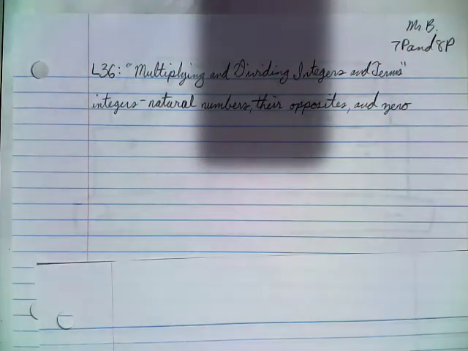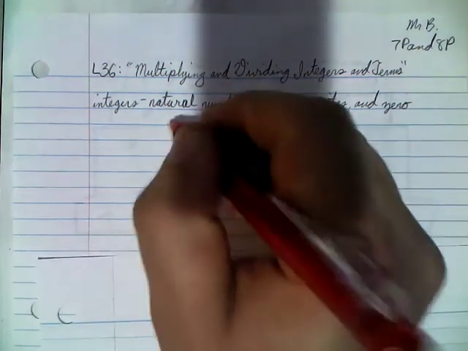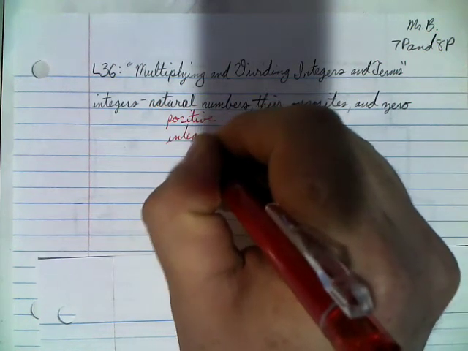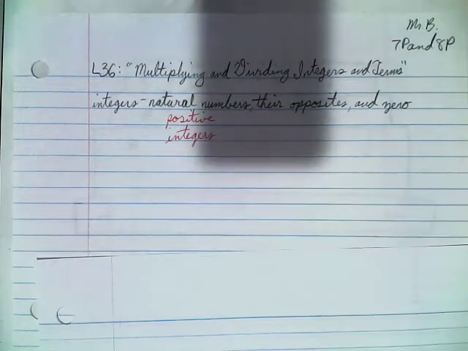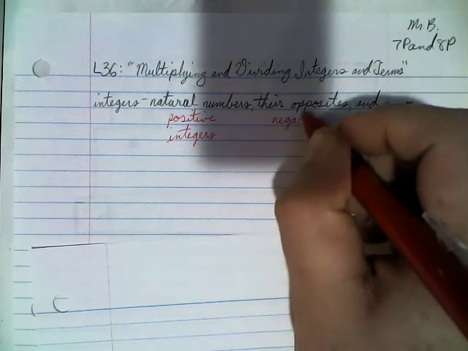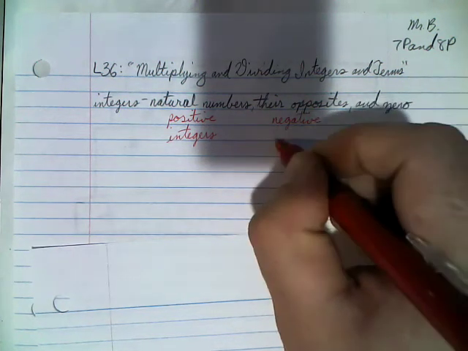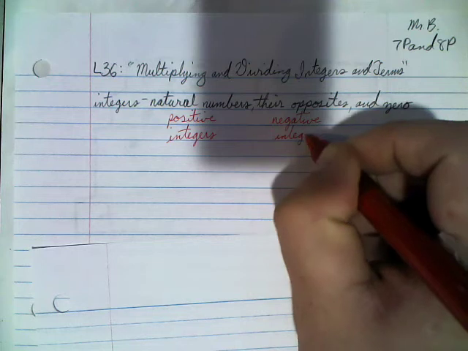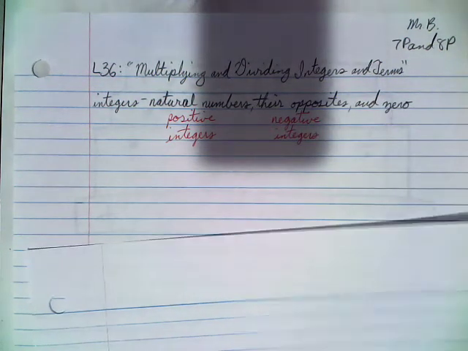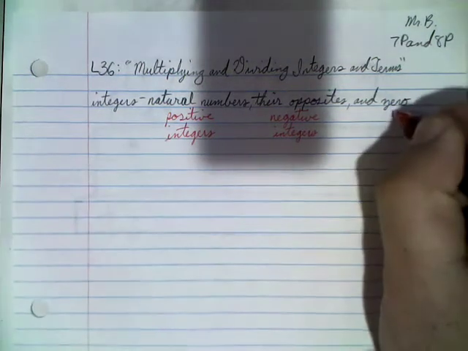And so essentially what we're doing here in this definition is the natural numbers become the positive integers. Their opposites, therefore, are the negative integers. And then in between the positive integers and the negative integers, of course, is 0.